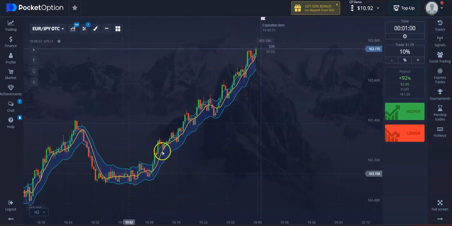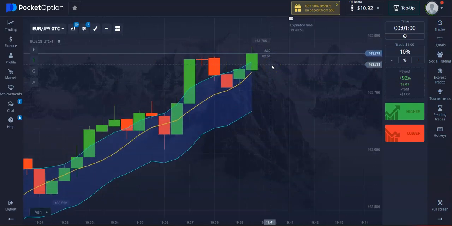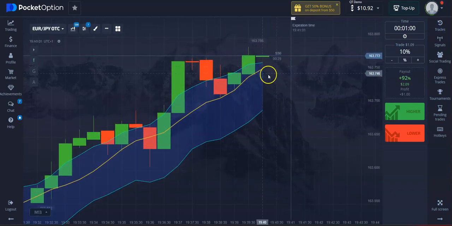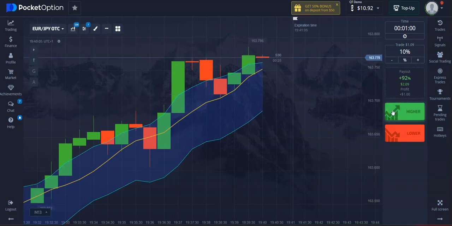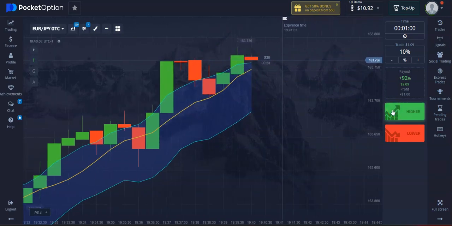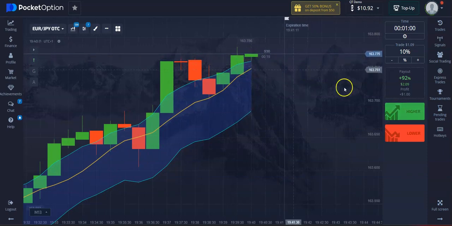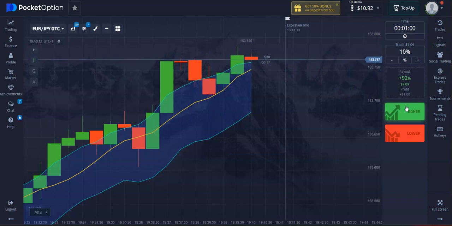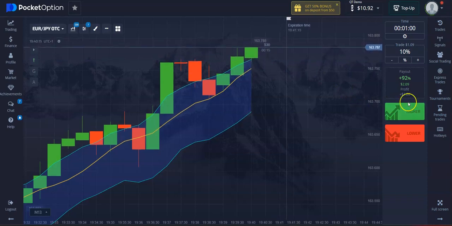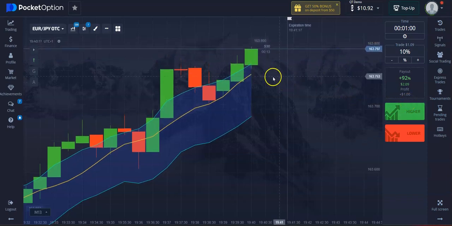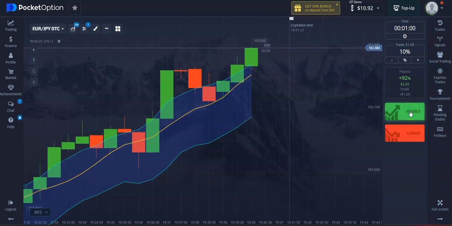Okay, so this one continues to go up. So let's see if the price comes back to the yellow line again, so we can take another higher position. Seems like it's going to go down a little bit more. So if it does, we're going to take some action and we're going to go higher. So now it's just a waiting game.